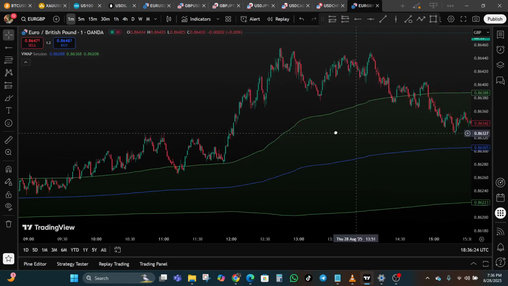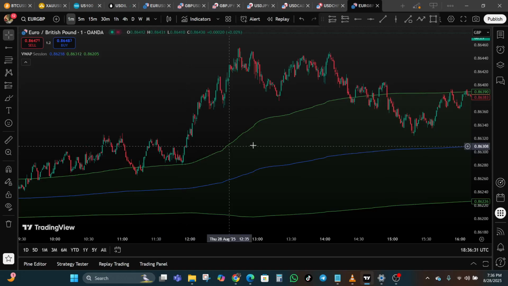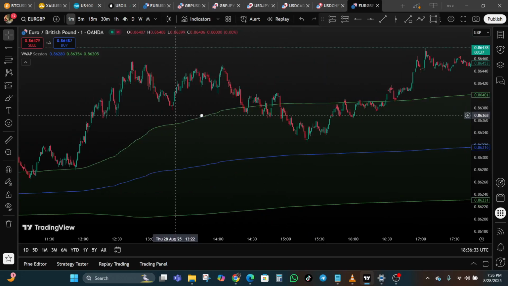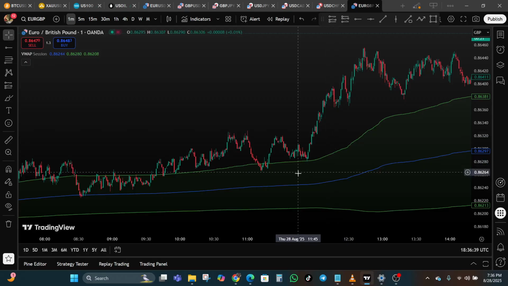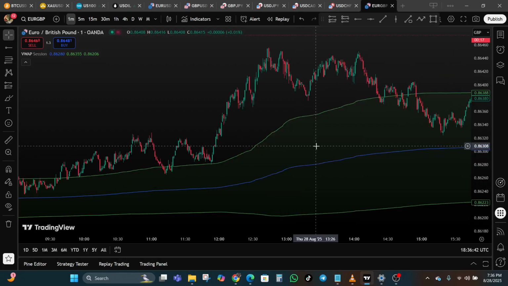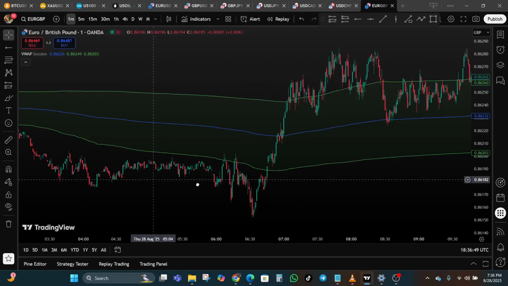So basically, when price moves above the VWAP, it indicates bullish momentum, and below the VWAP suggests bearish pressure. For scalpers, the VWAP acts as a dynamic support or resistance level where quick trades can be executed.